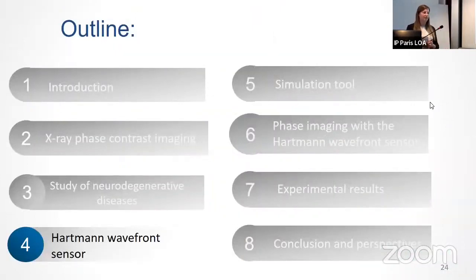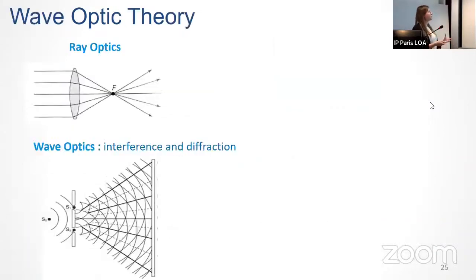Now I'm going to show you the main idea behind the Hartmann wavefront sensor, so how it works. What we want to sample is the wavefront, and there are two ways to represent the optical phenomena. There is ray optics, where we consider the light as rays that propagate as straight rays until they are refracted, diffracted, or absorbed by an optic. Or we can consider wave optics, in the sense that the light is considered as a wave. With wave optics, we can understand phenomena like interference and diffraction.